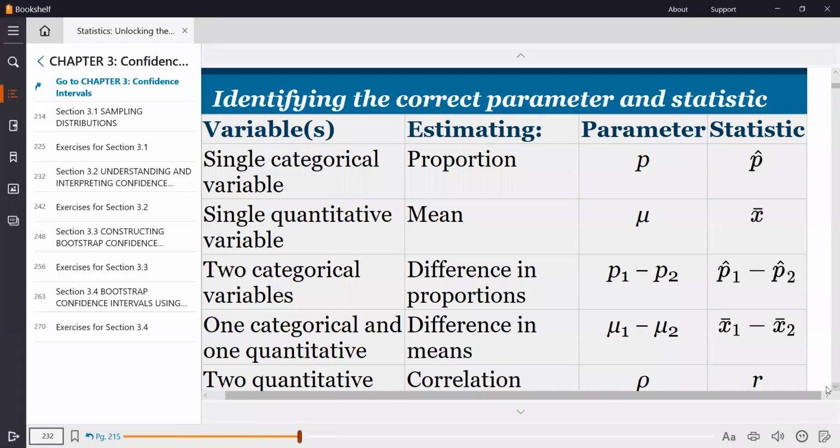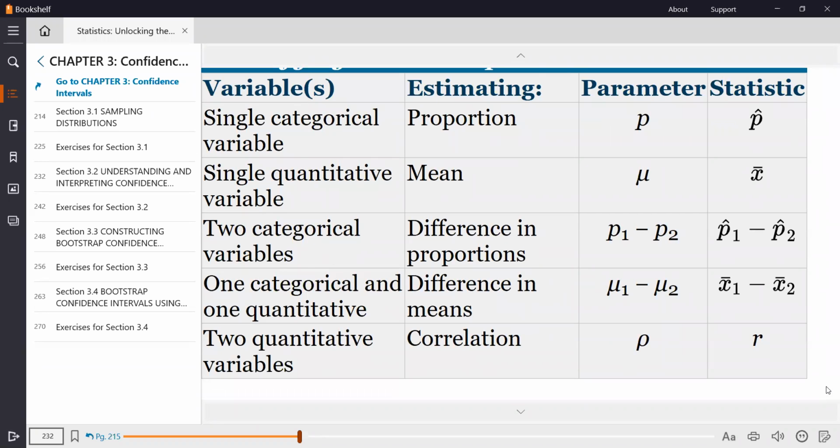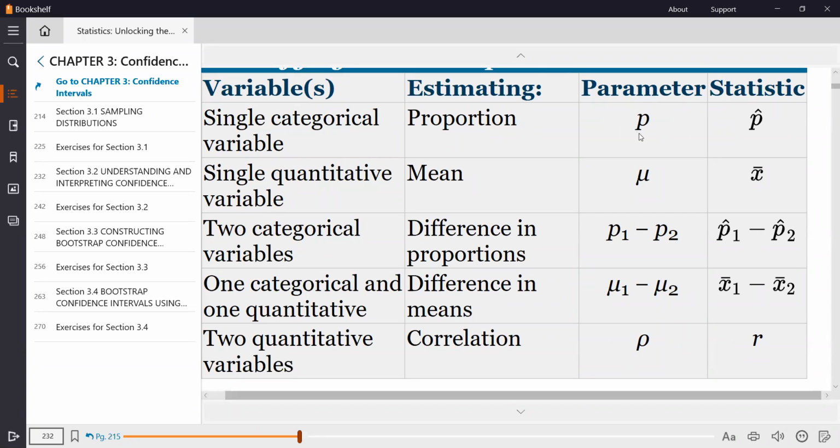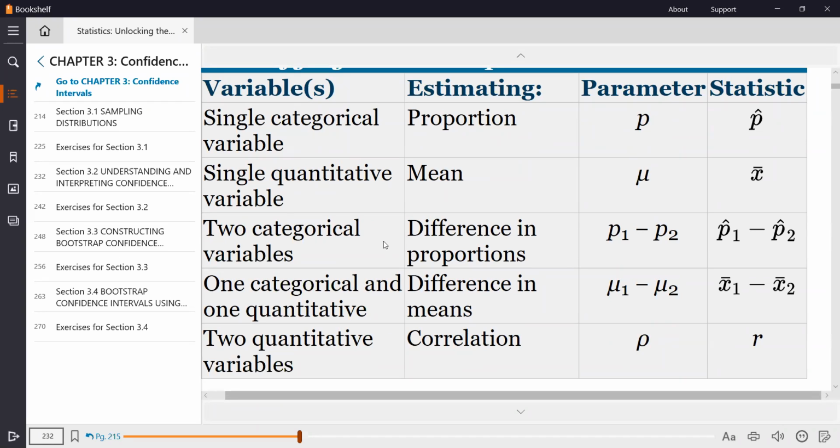All right. Now, once again, here are the things that we're going to be estimating. We're going to be estimating P, the population proportion. We just saw a question like that. We're also going to be estimating the true population mean if we're measuring something like height or weight. And we're also going to be doing these two things.